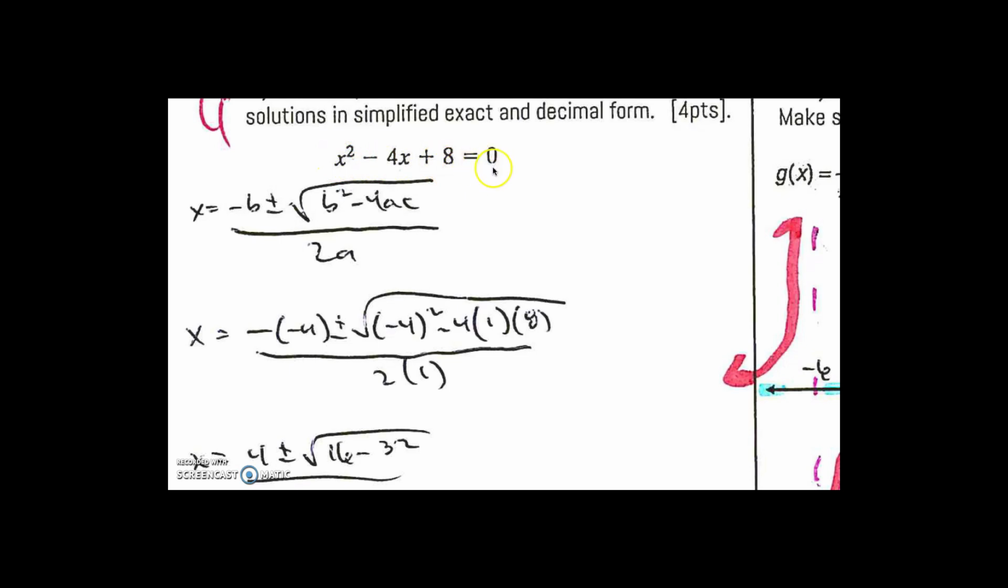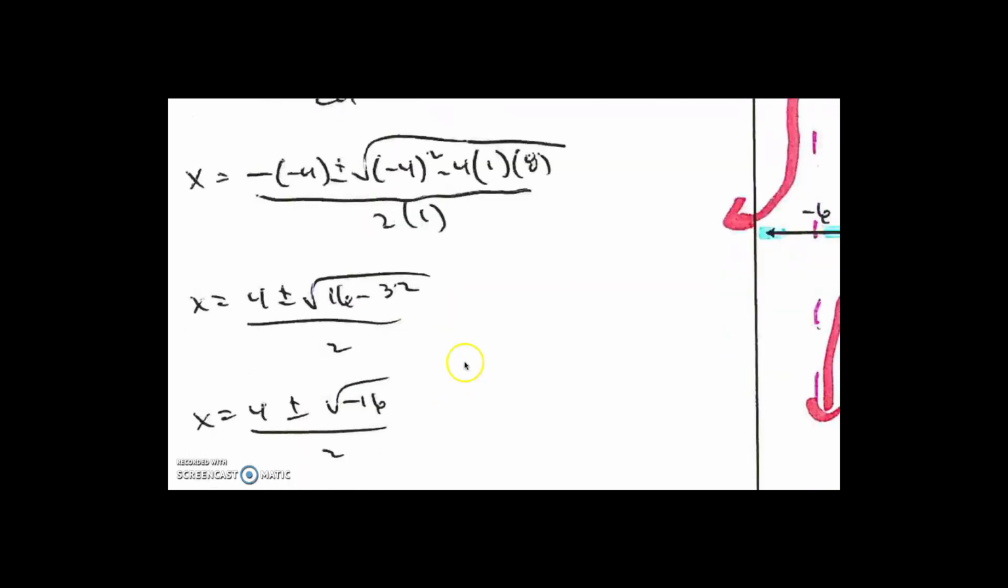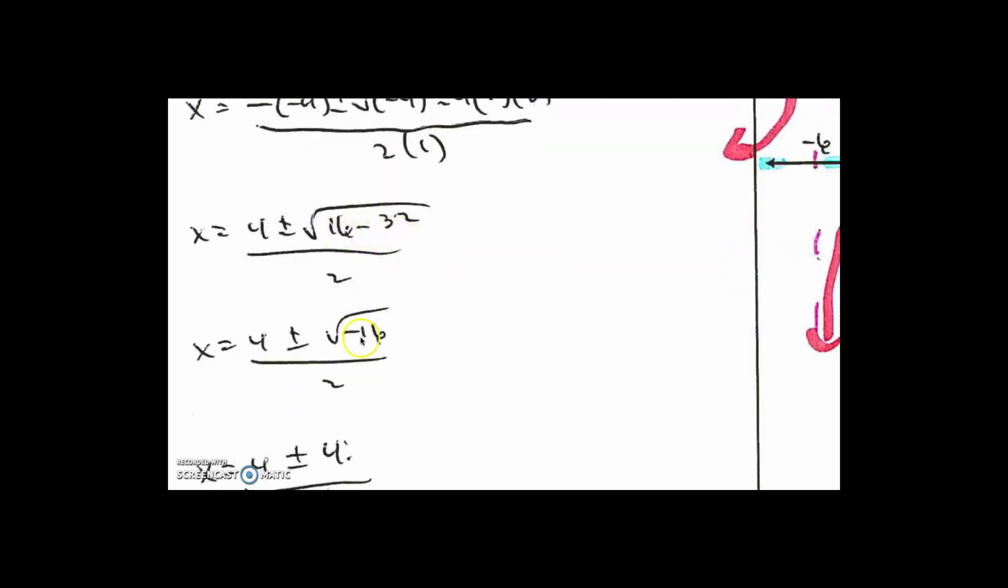Pay attention that it said equal to 0. There's my quadratic formula. Always write down the formula first. Then the substitution: b is -4, a is 1, and c is 8, and then a is 1. 16 minus 32 gives you -16. Remember, the opposite of -4 gives you a +4.